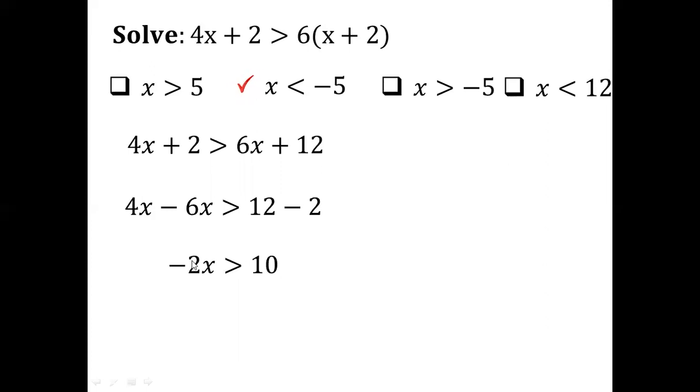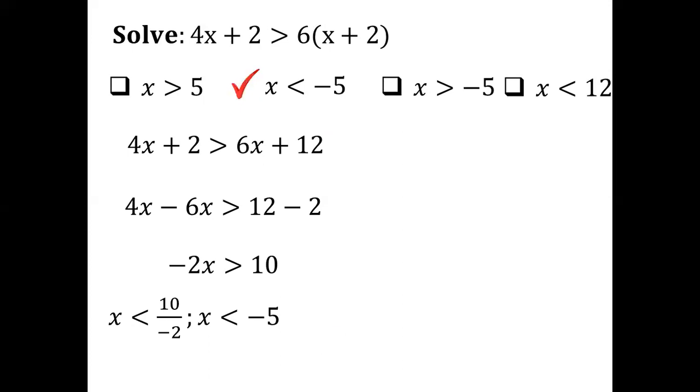Now again we need to get rid of this negative 2. Like the previous question, here also the sign is going to flip because we are going to divide 10 by negative 2. If you're dividing a number by a negative number, or multiplying a number by a negative number, then the sign will flip. So my negative 2x is greater than 10 will become x is less than 10 divided by negative 2, which is x is less than negative 5.